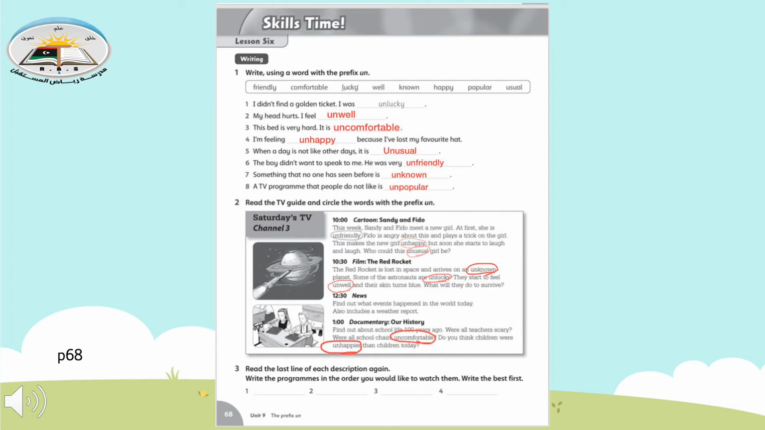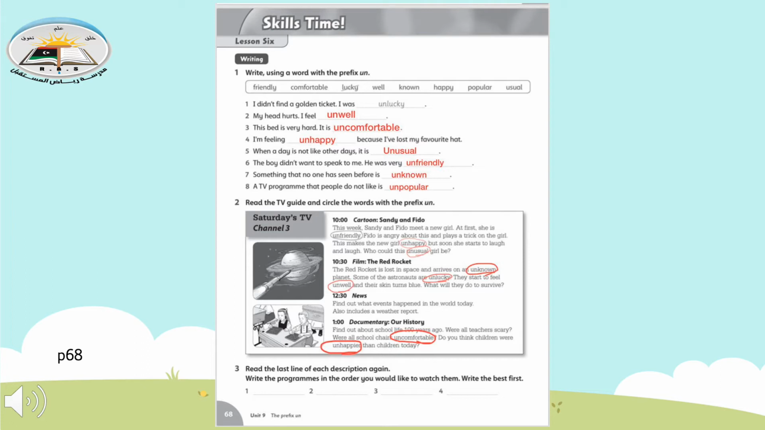Number 7. Something that no one has seen before is space. The answer is unknown. Something that no one has seen before is unknown. Number 8. A program that people do not like is space. The answer is unpopular. A TV program that people do not like is unpopular.